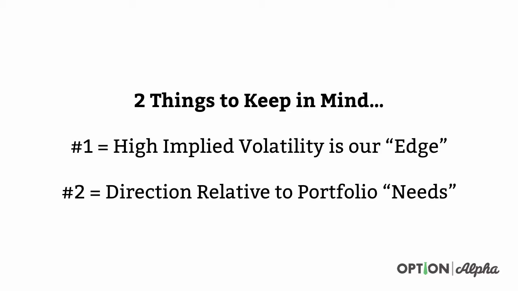Number two is that we have to keep in mind the direction relative to portfolio needs, which means that at the end of the day, as we proved before in videos, you can make a trade in any direction with options and have the same probability of success and have relatively the same premium or profit potential based on risk in any direction, bullish, bearish, or neutral. So what you have to keep in mind is that if you're going to make a directional trade, you have to make sure that it fits well into your overall portfolio.